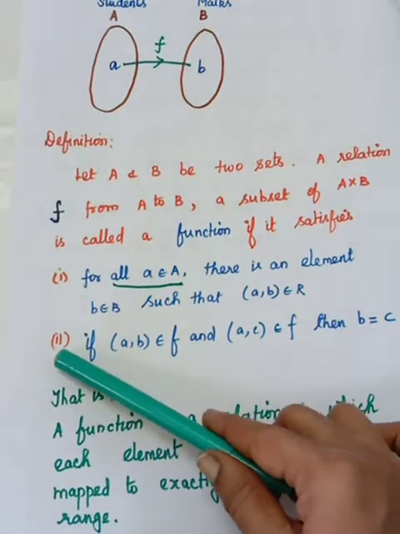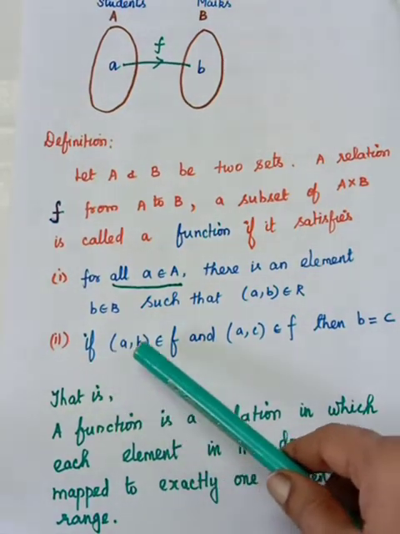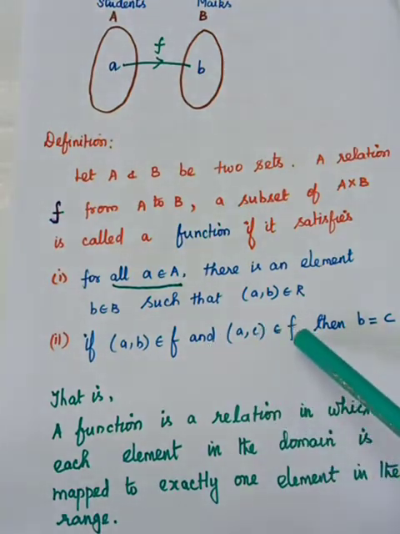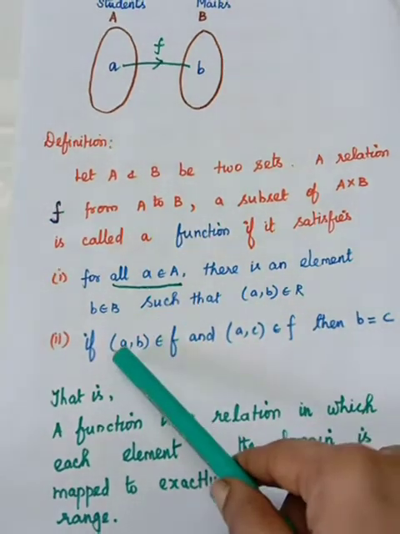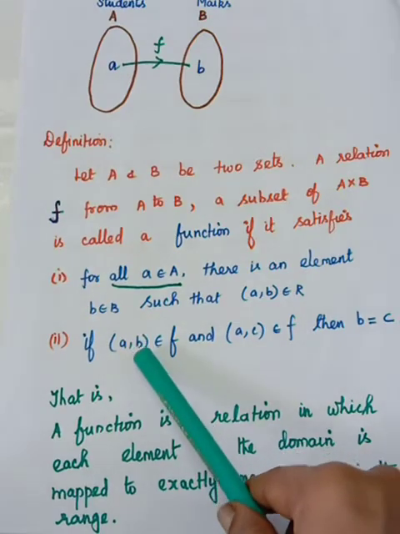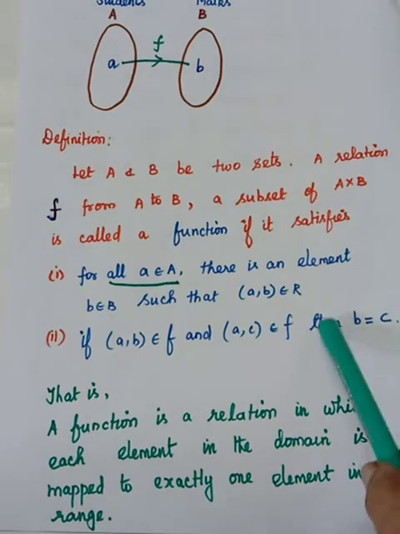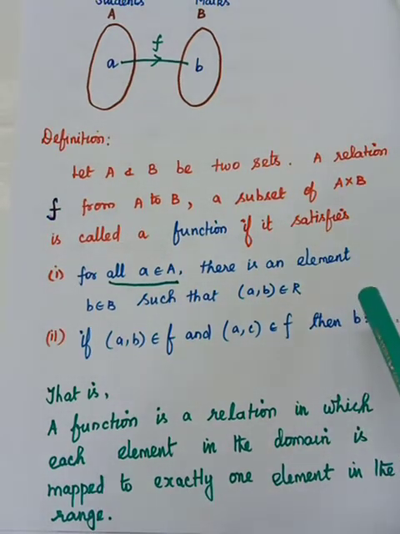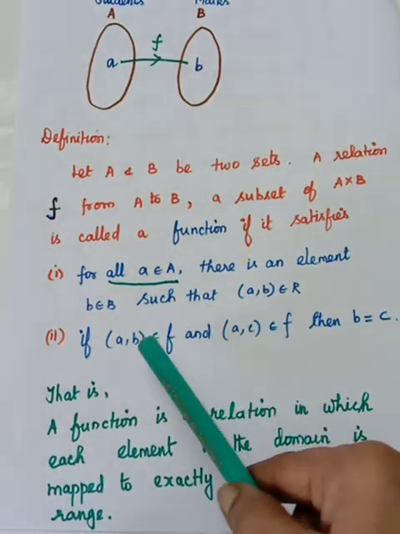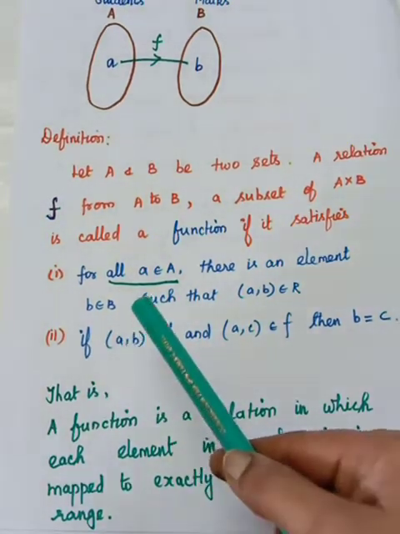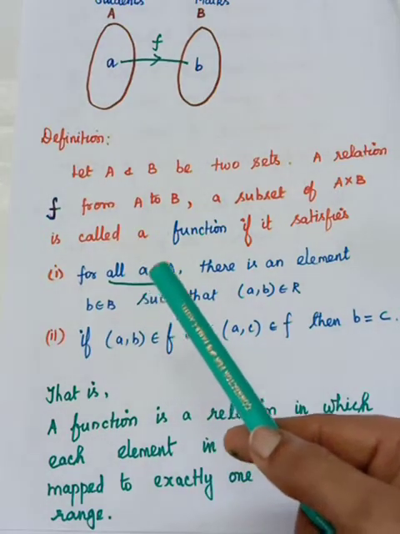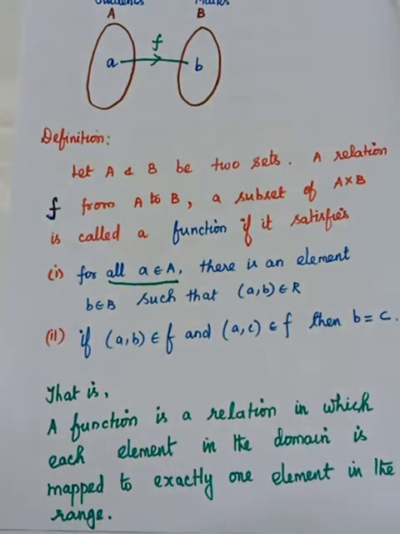And the second condition: if (a, b) belongs to F and (a, c) belongs to F, that means the element a is mapped to b and c. If so, then b is equal to c. That means b is equal to c means an element cannot get two different images. So an element has to be mapped to a definitely unique element in B.